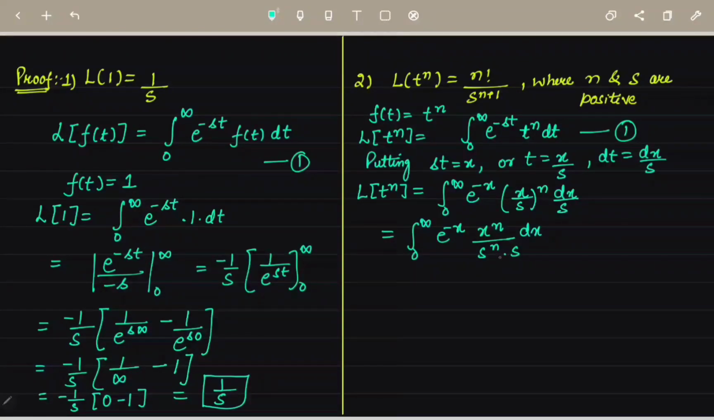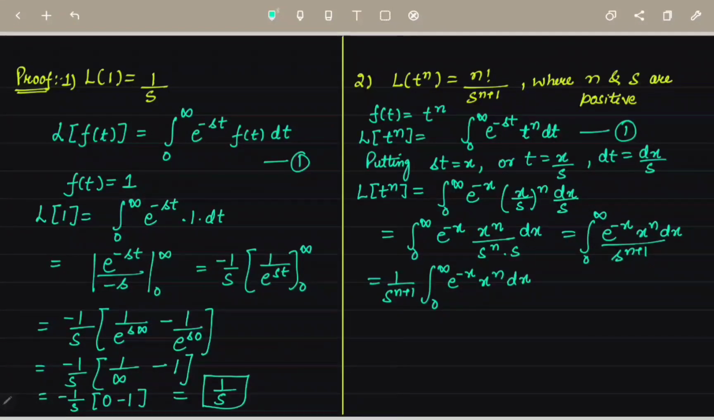So now in the denominator the bases are the same, so the powers are added, and it will become the integral from 0 to infinity of e raised to the power minus x, x raised to the power n into dx, the whole divided by s raised to the power n plus 1. So taking this outside the integral, we have 1 divided by s raised to the power n plus 1, then the integral from 0 to infinity of e raised to the power minus x, x raised to the power n into dx. So now this integral is basically the gamma function of n plus 1. So the gamma function of n plus 1 is equal to the integral from 0 to infinity of e raised to the power minus x, x raised to the power n into dx.